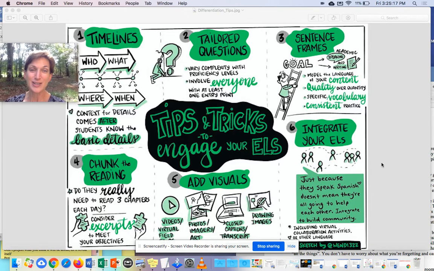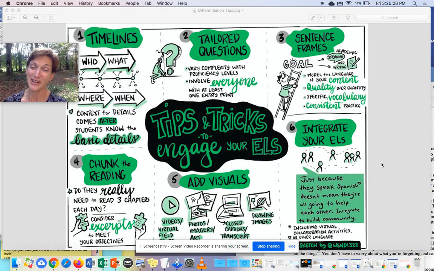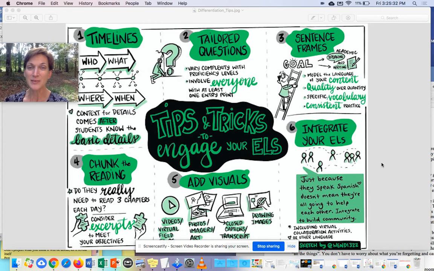And number 6, integrate your language learners or any of your other learners into groups somehow, right? And just because they all speak one language doesn't mean they're going to help each other. That's not like the magic button. So, these are 6 ideas. These are from my team of ESL teachers at the high school.